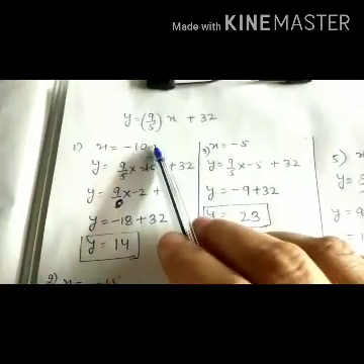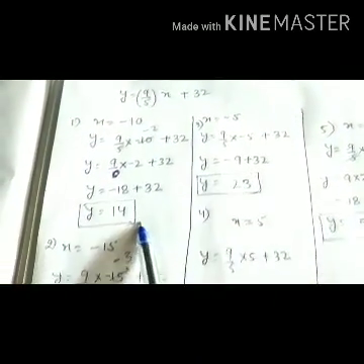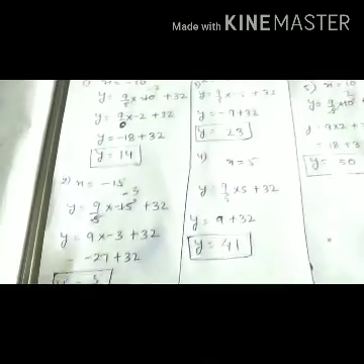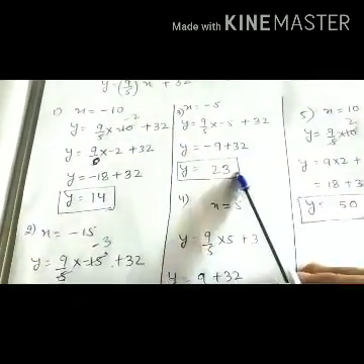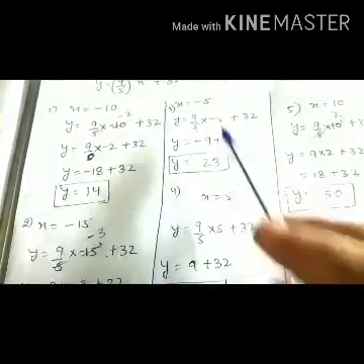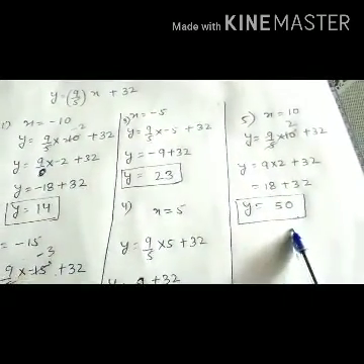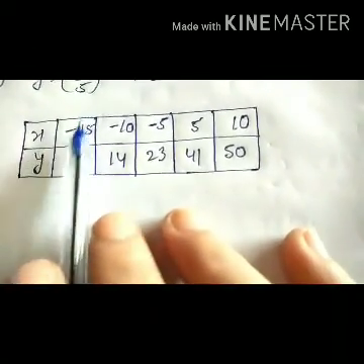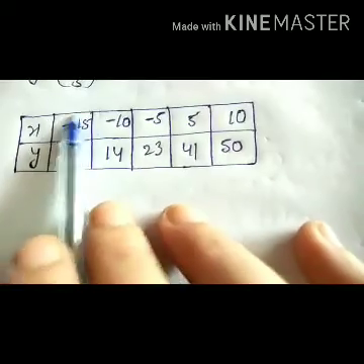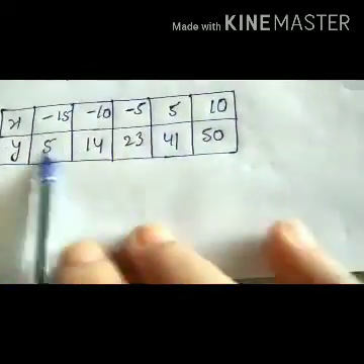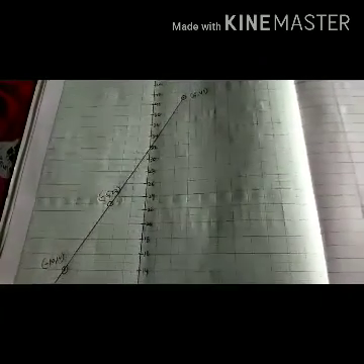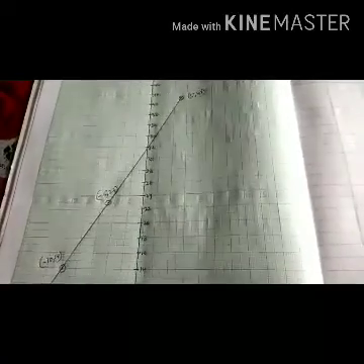So when we put -10 as x, the value of y is 14; for -15, it is 5; for -5, it is 23; for 5, we are getting 41; and if we put 10, then y = 50. So this is the table in which we put all these values, the value of x and the value of y. Now we will plot all these points on the graph. Now this is the graphical representation of that equation.